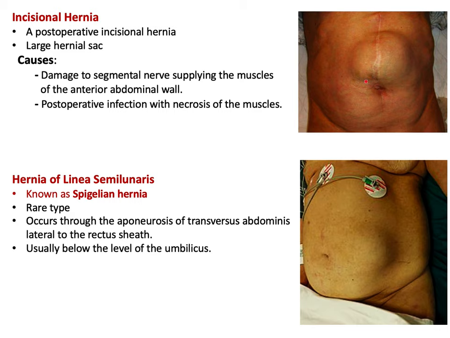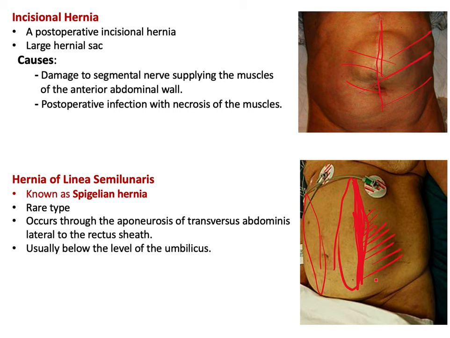You know, sometimes after surgeries, you will get an incisional hernia. This post-operative incisional hernia, which is large, seen here, is usually because of damage to segmental nerves supplying the muscles of the anterior abdominal wall, and sometimes because of infection with necrosis of the muscle and so forth. But not just incisional, we also have herniation that occurs in the aponeurosis of transversus abdominis lateral to the rectus muscle. You know, this is the rectus muscle here and here, so lateral to it, guys, here's the linea semilunaris, because you know that the linea semilunaris is created by the lateral edge of the rectus abdominis muscle. So herniation here in the aponeurosis of transversus abdominis muscle lateral to the rectus sheath can happen, although it's rare, but it does happen, usually below the umbilicus.